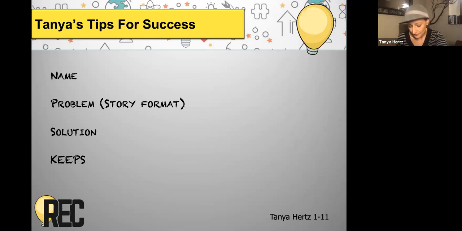A couple more things I do want to add. If you're going to do 4 things in a pitch: your name, the problem, the solution, the keeps. Problem should be in story format. Solution, how you're uniquely solving that problem. The keeps, why you're the right person to start the business.